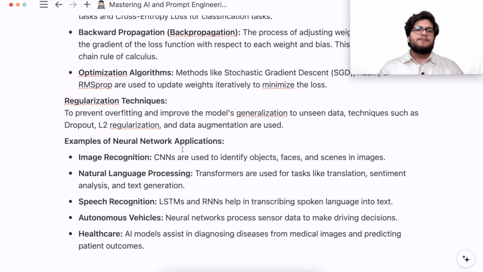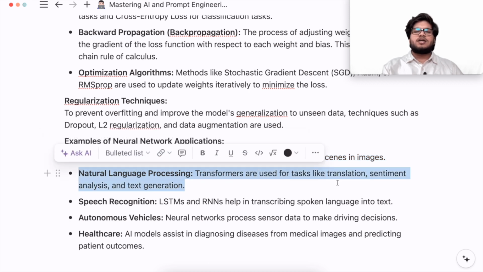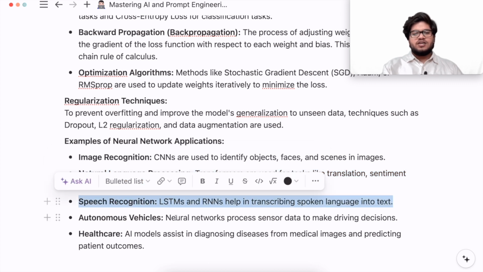Now what are the examples of neural networks? For image recognition, CNN is used. For natural language processing, NLP, transformers are used for tasks like translation, sentiment analysis, and text generation. For speech recognition, long short-term memory networks and RNNs, recurrent neural networks, as we discussed in their applications, are used.